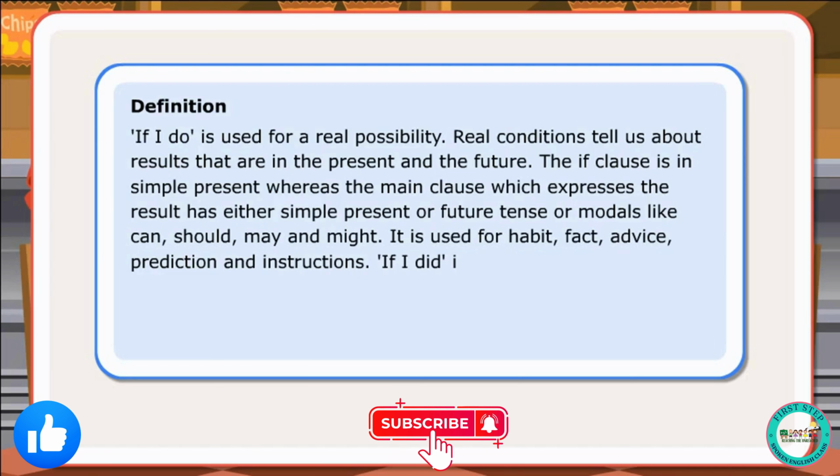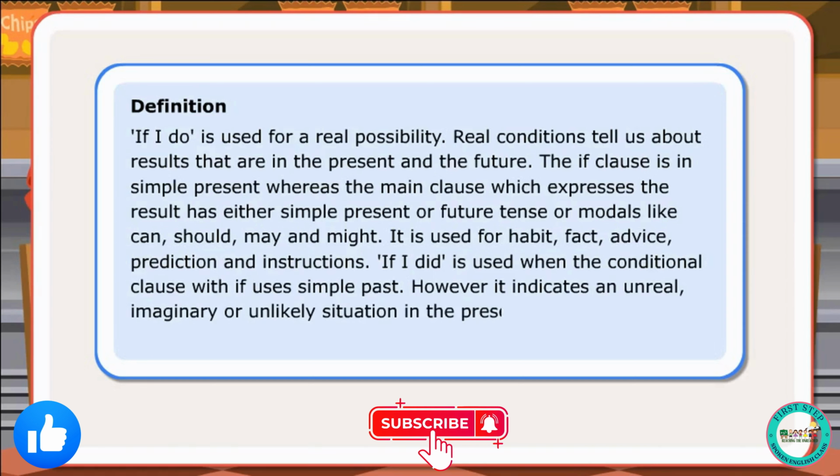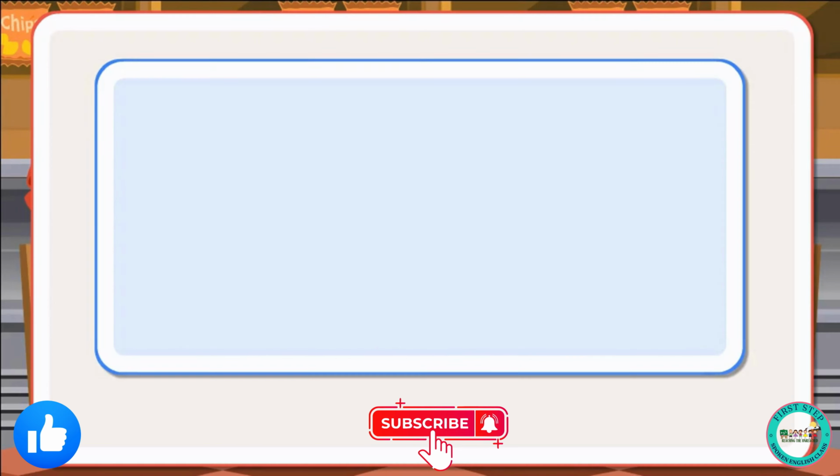If I did is used when the conditional clause with if uses simple past. However, it indicates an unreal, imaginary, or unlikely situation in the present or future. The main clause conveying the result will then have would, could, and might. Let us look at a few sentences.